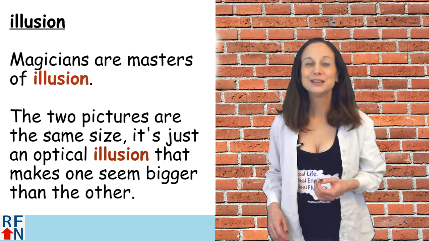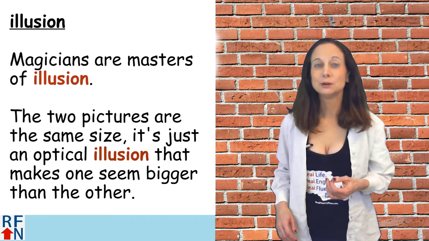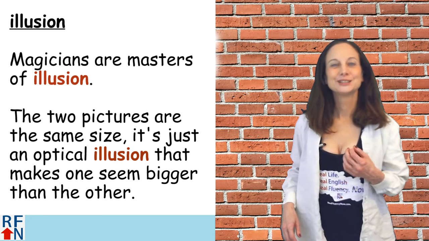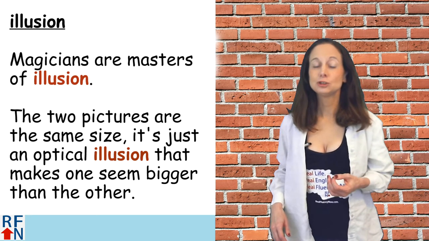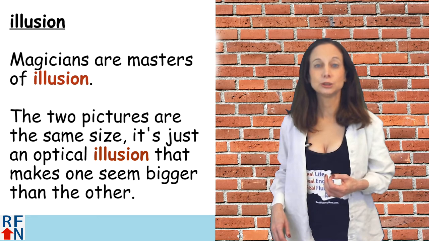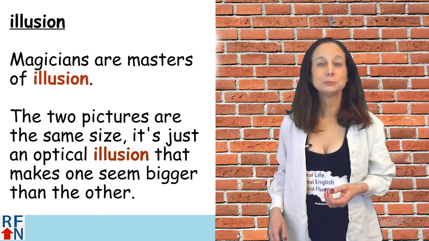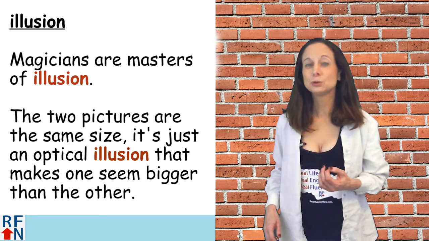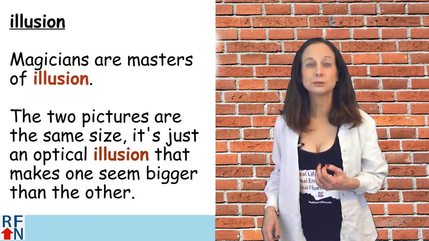An illusion is something that is not real, but seems like it is. Some sample sentences are: Magicians are masters of illusion. The two pictures are the same size. It's just an optical illusion that makes one seem bigger than the other.